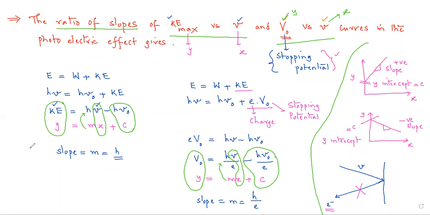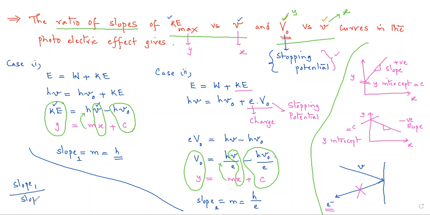Now, finally, they are asking the ratio of slopes in the two cases. This is, of course, case 1, and this, of course, is case 2. Right? So, slope in the first case, let us write this as slope in the second case. Slope 1 by slope 2. This can be written as h by (h by e). h and h get cancelled, and this e goes into numerator. So the final answer is e, nothing but charge on electron. So this is the final answer.